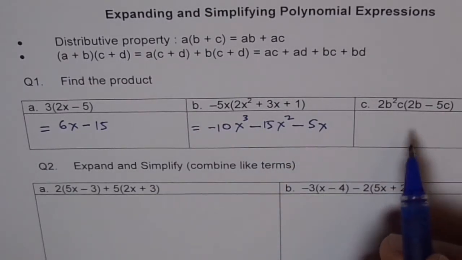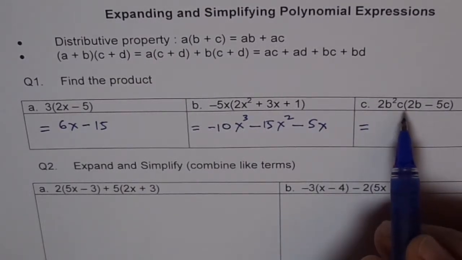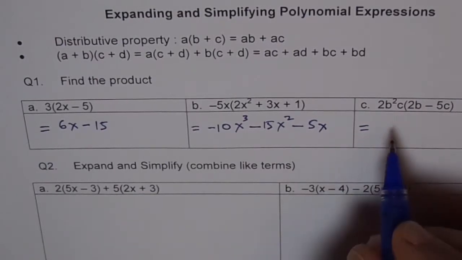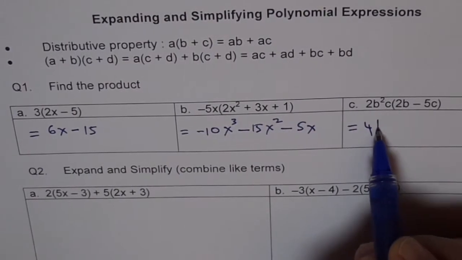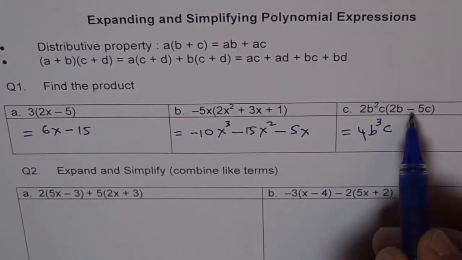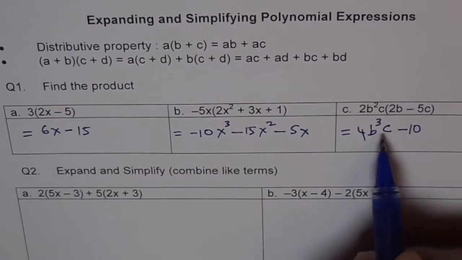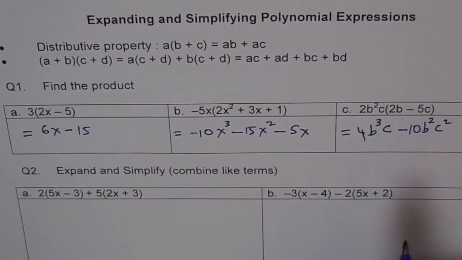Yes. Let's move on. Here we'll multiply this. So 2 times 2 is 4. And now variables, b squared times b is b cubed, c as such, minus, because plus here, minus here, gives us minus, 5 times 2 is 10, and b squared, there's no b here, so it's just b squared, c times c is c squared. So that's what you get.